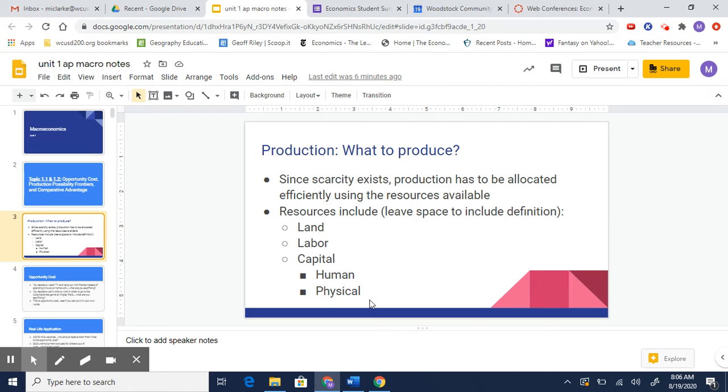All right, so those are the factors of production. Fairly easy to understand, especially land and labor. We all know what that is. The amount of labor varies by person, but capital is something that I think you guys should really focus on in this slide. Make sure you understand what capital is and the two types of capital, because we'll be discussing that quite a bit throughout the course.